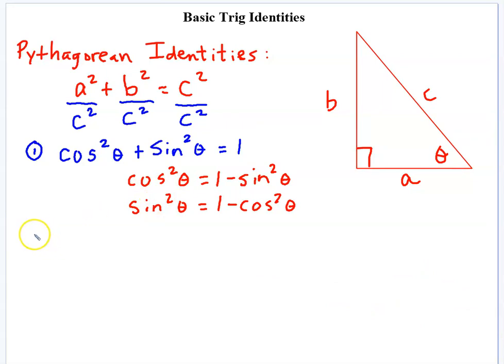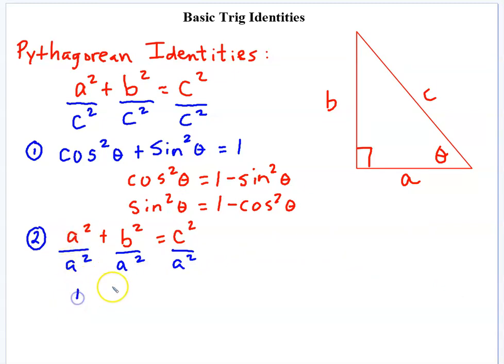Okay, so now let's come up with another Pythagorean identity, and this time just pick one of these to divide by. Let's just say we divide by a squared. Okay, so I'll go back and put the Pythagorean theorem back, and we'll do division by a squared this time. And we want to know what comes out of this in terms of trig functions. Okay, well, a squared divided by a squared is just 1.